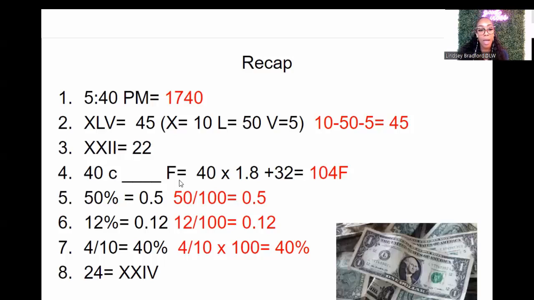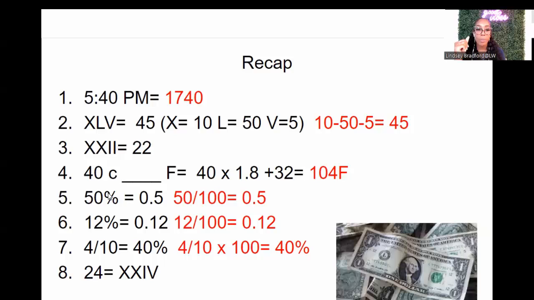Okay. Number 5 is 50% equals 0.5. And what we did here, the percentage represents 100, because the percent is always a whole number. So we are going to do 50 divided by 100, and that's going to give us 0.5.